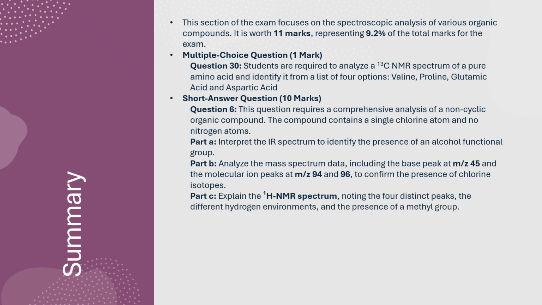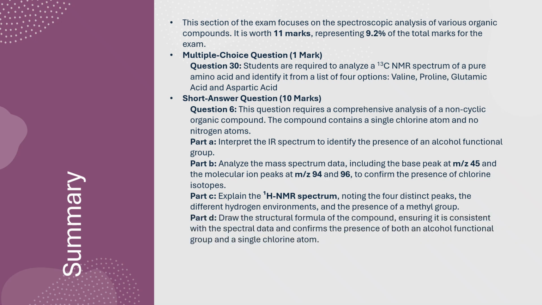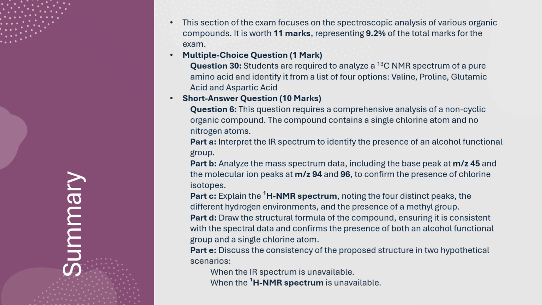Part C. Explain the 1H NMR spectrum, noting the 4 distinct peaks, the different hydrogen environments, and the presence of a methyl group. Part D. Draw the structural formula of the compound, ensuring it is consistent with the spectral data, and confirms the presence of both an alcohol functional group and a single chlorine atom. Part E. Discuss the consistency of the proposed structure in 2 hypothetical scenarios, when the IR spectrum is unavailable.